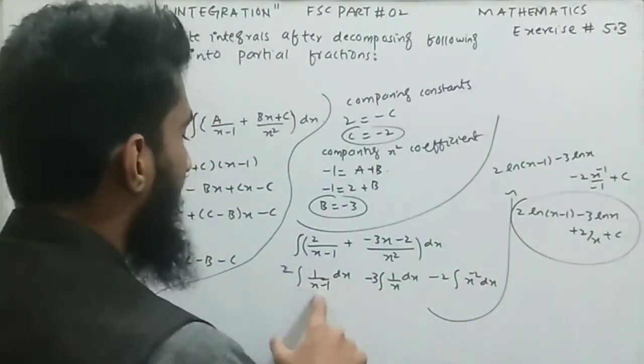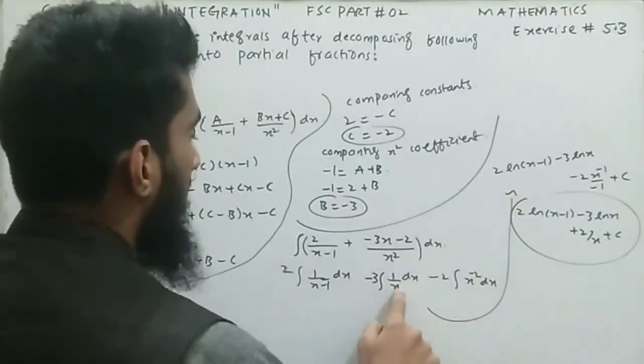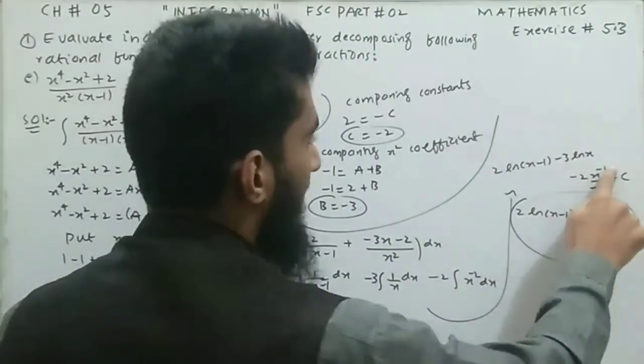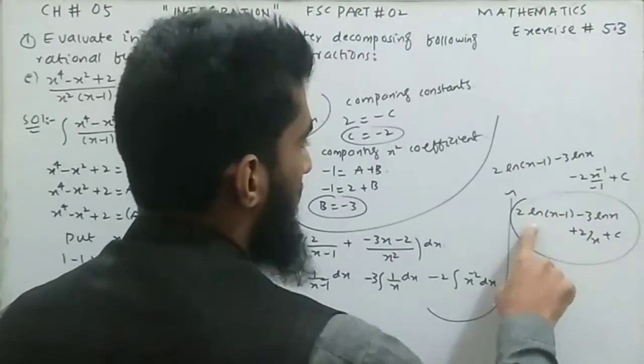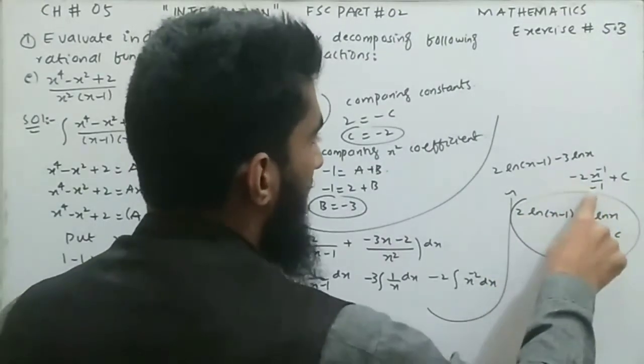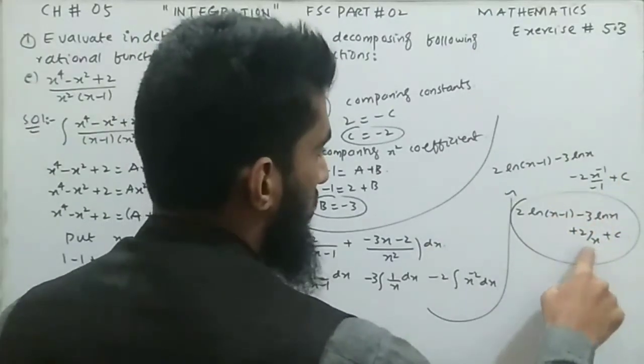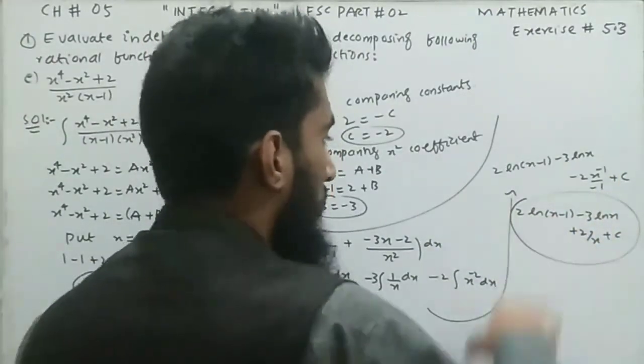So 2 into integral of 1 over x minus 1 is ln of x minus 1. Integral of 1 by x is ln of x. Integral of x power negative 2 is x power negative 1 over negative 1. By simplification, it will give us 2 ln of x minus 1 minus 3 ln x. Minus into minus gives us plus 2. X power negative 1 will move to the denominator, it becomes x. So 2 by x plus constant of integration. This is the required answer.